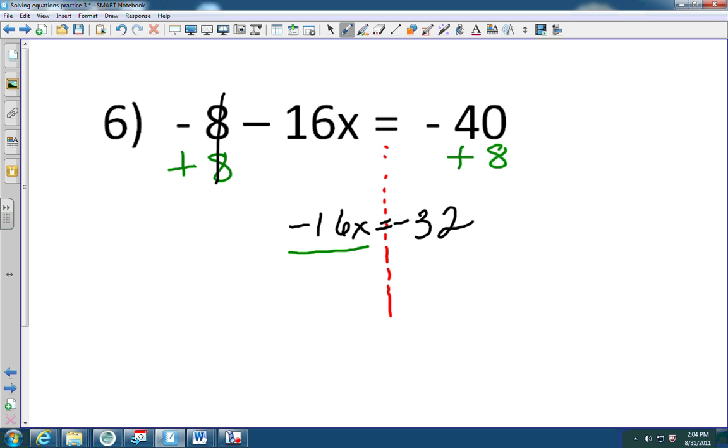Next, it says negative 16 times x, the opposite of times, I'm going to divide by negative 16. X equals negative 32 divided by negative 16 is positive 2.